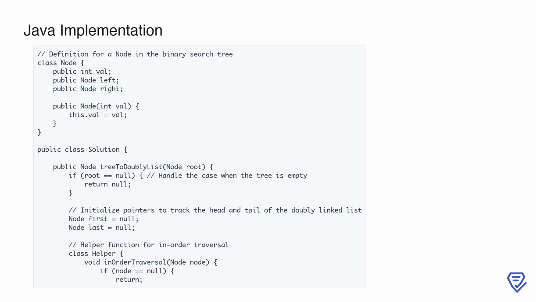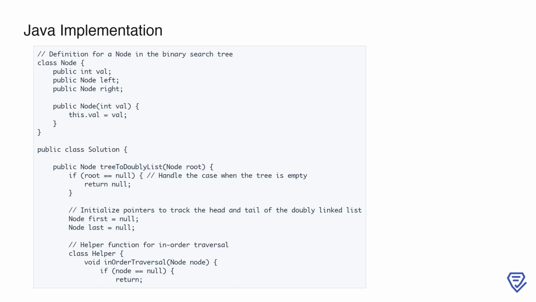Each node in the binary search tree will have an integer value, as well as pointers to its left and right children. The constructor allows us to initialize a node with a specific value. Next, we define the main class, Solution, which contains the key method, treeToDoublyList. This method takes the root of the binary search tree as input and handles a base case. If the tree is empty, we simply return null.